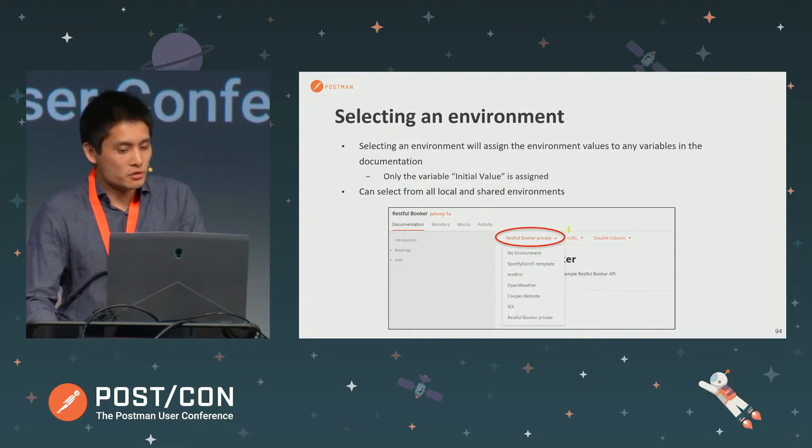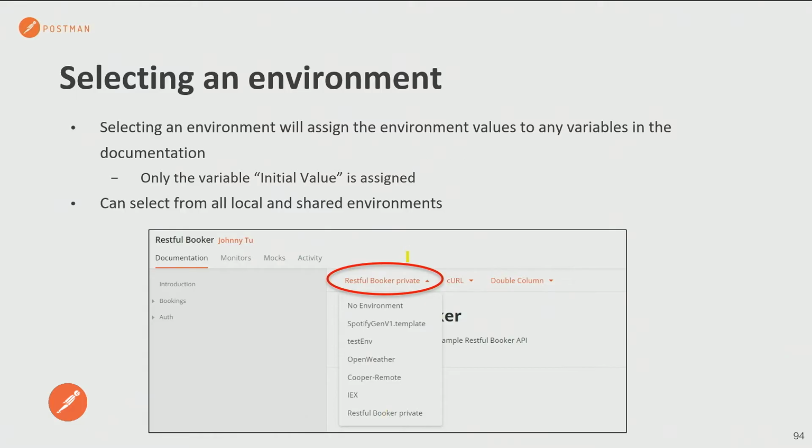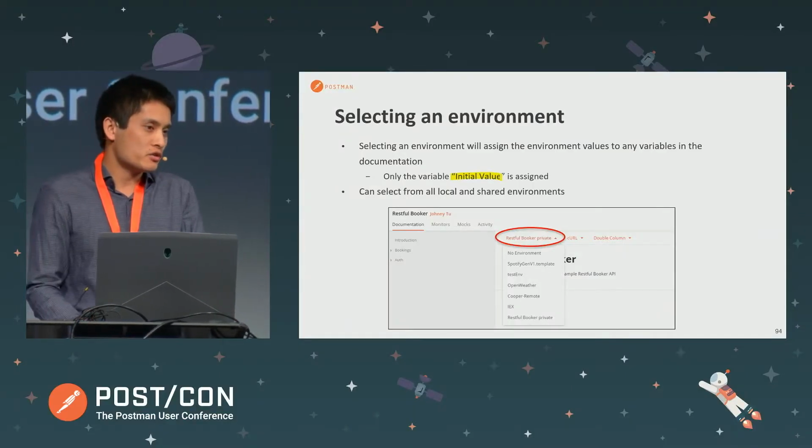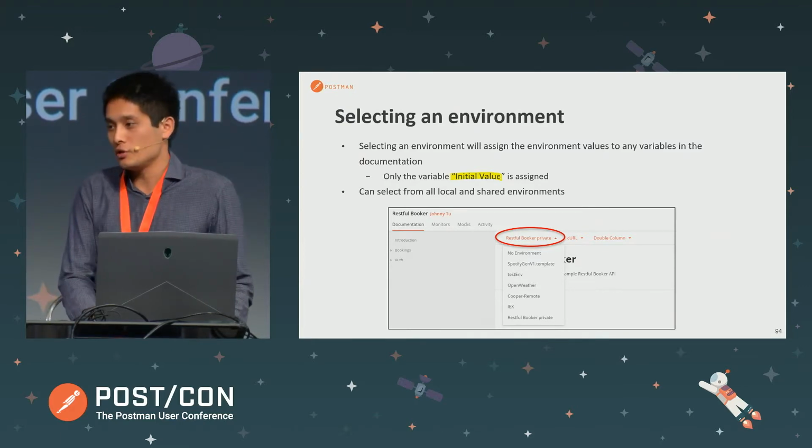You'll have an option to select a particular environment, and when you do that, it'll assign any of the environment variables into the location where variables are used in the documentation. But one thing here is that the documentation page only has access to the initial value of any environment variables. It does not have access to the current value. So if you're only setting the current value, you'll find that it's blank when you go to assign these values in the documentation page because it can only read the initial values.